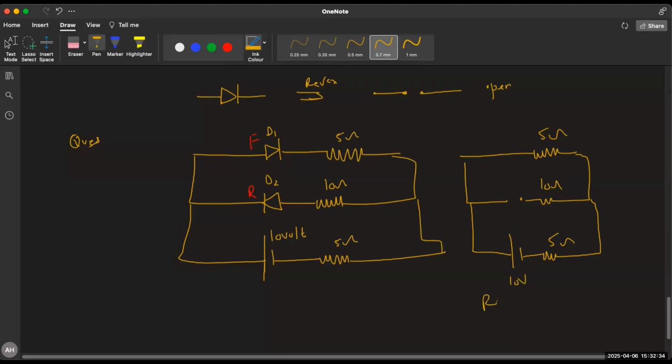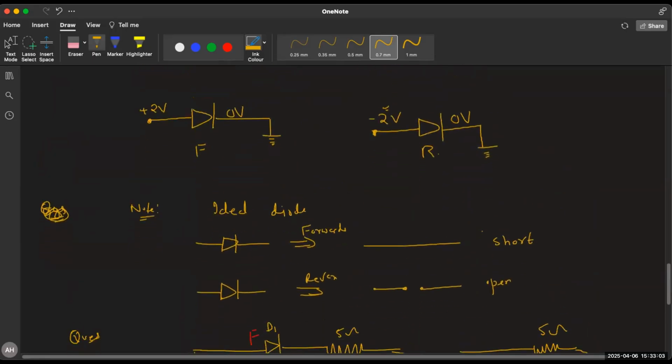So R equivalent is 5 plus 5. You have only two resistors connected in series, there is no division of current here. So 5 and 5 in series give 10 ohm. You can calculate current, which is V by R equivalent, 10 by 10, which is 1 ampere. So a current of 1 ampere is flowing. Is the circuit clear? Yes.